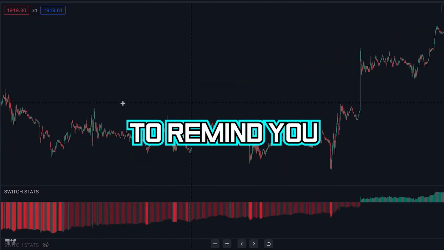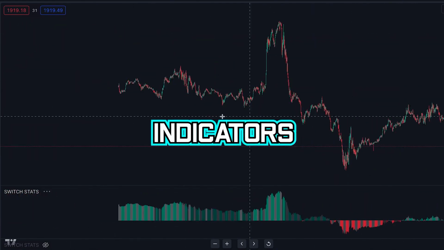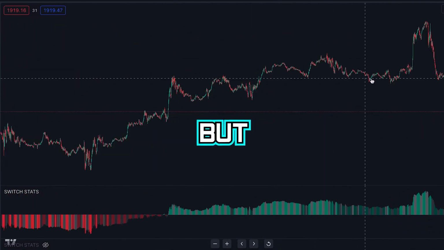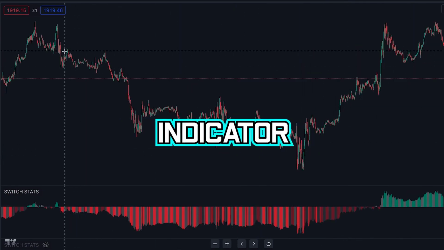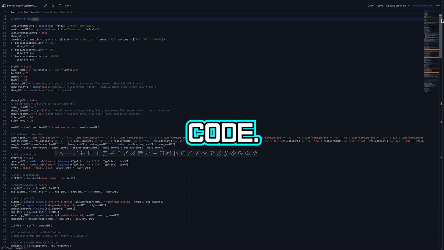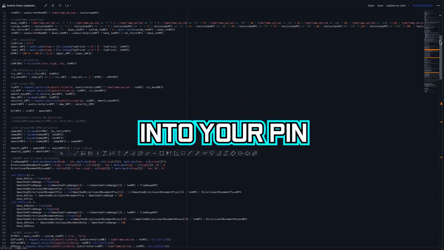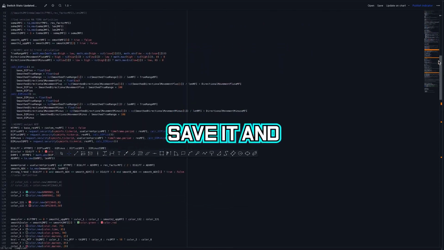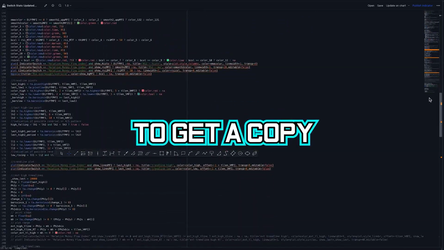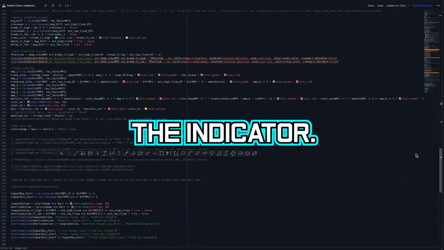I would like to remind you that both versions of these indicators produce the same signals, but if you would like this simplified version of the indicator, here is the source code. You can copy this code into your Pine editor. Save it and add it to the chart to get a copy of this version of the indicator.